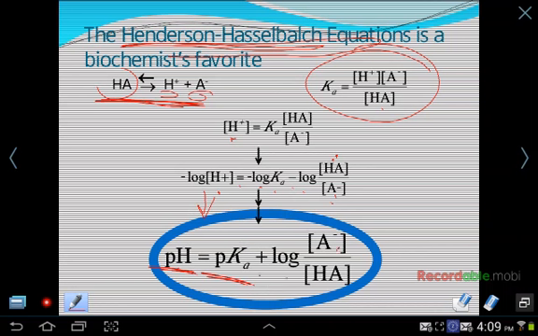Now remember, I told you when you're 50% conjugate base, 50% acid, we have the pH is equal to the pKa. That's because if the concentration of your conjugate base equals that of your weak acid, this ratio becomes 1, where the log of 1 is equal to 0. Therefore, when these two concentrations are equal, this value falls out as it becomes 0, and now your pH is equal to your pKa.